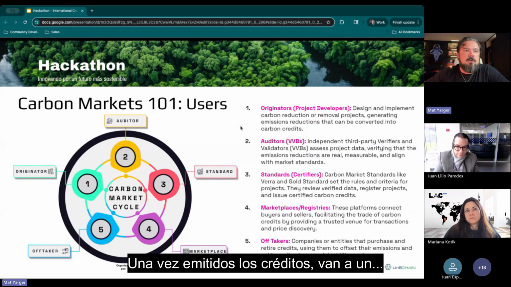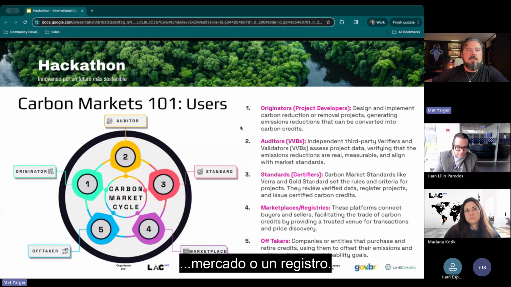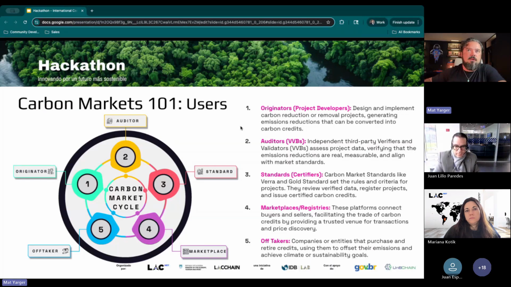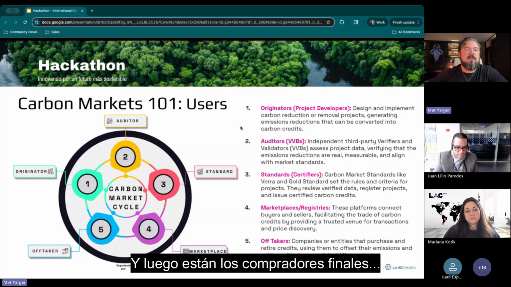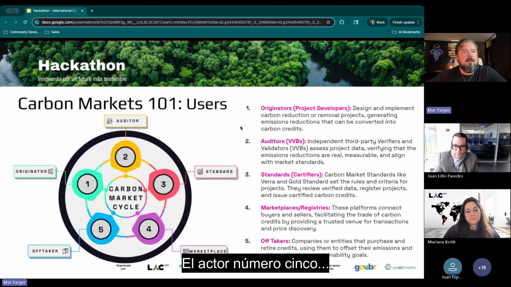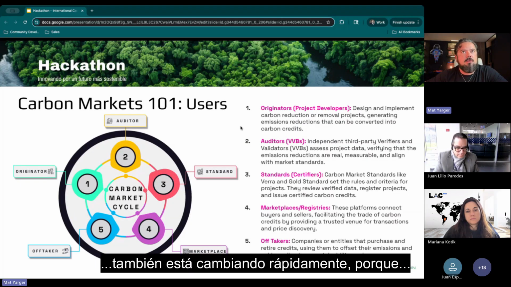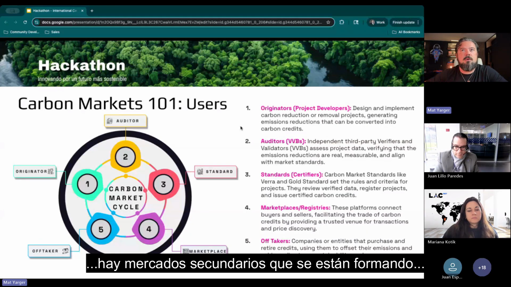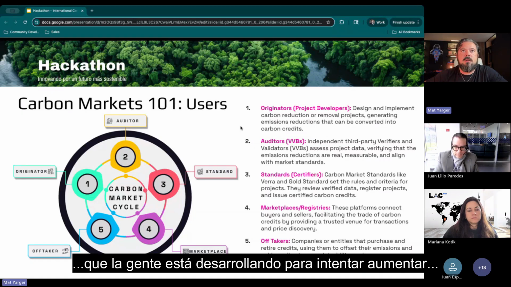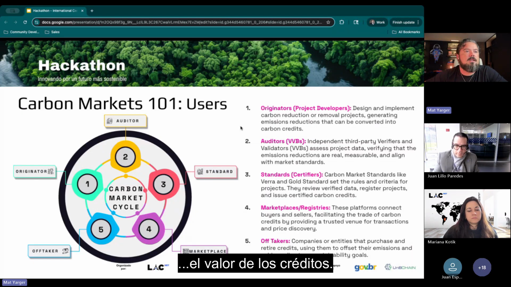After credits are issued, they go to a marketplace or a registry. Some of the standards have their own registries. Some of them offload to other registries. And then there's the off-takers or the purchasers. The off-taker side, item number 5, is changing pretty rapidly too, because there's secondary markets that are building around credits. There's other financial tools and assets that people are building to try to increase the value of credits.